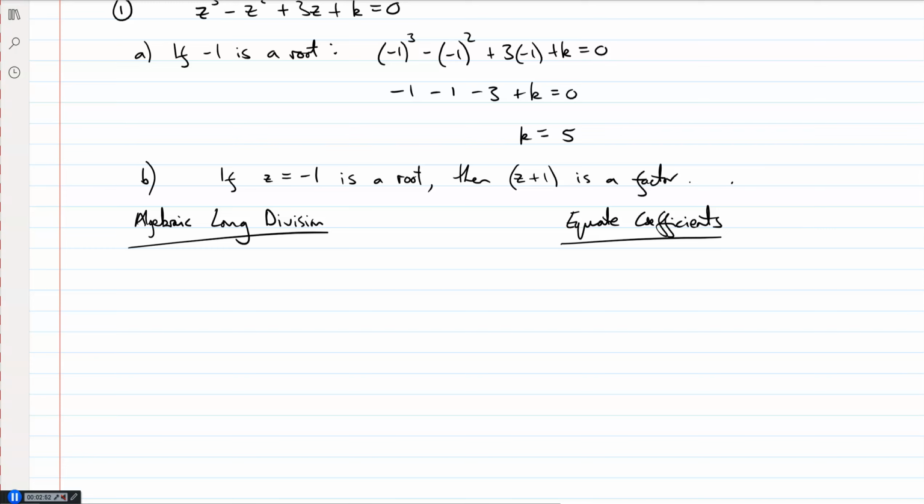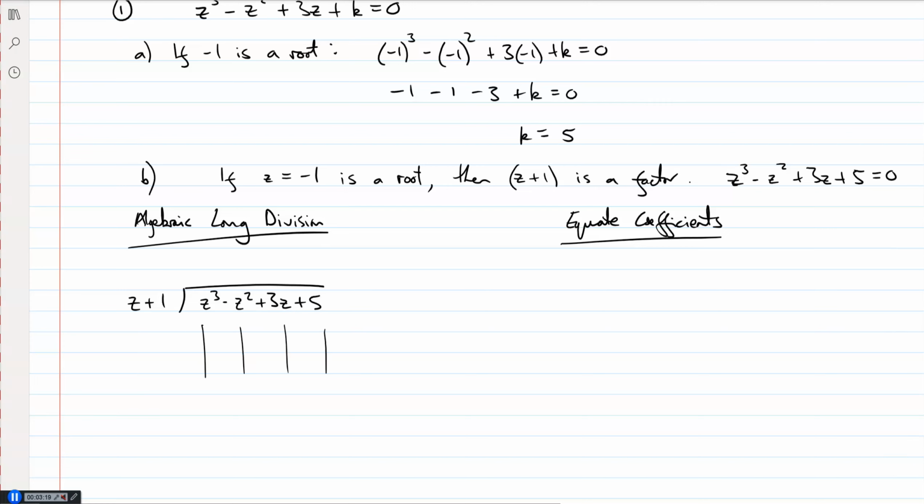so we know that our polynomial is z cubed minus z squared plus 3z plus 5. That's our equation. So using division, and because we know z plus 1 is a factor, if we divide z plus 1 into this, we'll get no remainder. And remember, always leave a column for every power, so z cubed, z squared, z, and then the constant. Even if there's no z squared term, make sure you leave a column for it when you're doing this.